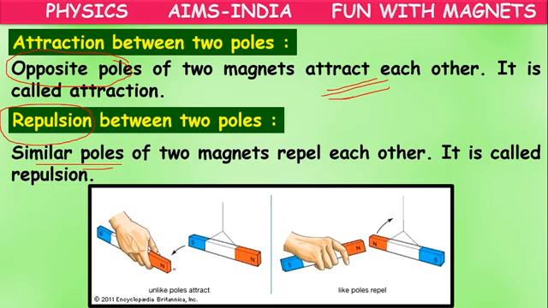So like this, if we bring north and south poles nearer to each other, because these two are unlike poles, that's why they will attract. Suppose you bring north pole and north pole, they are like poles. So that's why they will move far away from each other. We call it repulsion. So magnets will show these properties, attraction property and repulsion property.